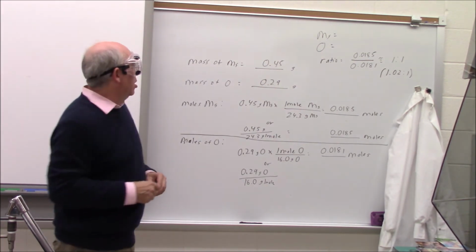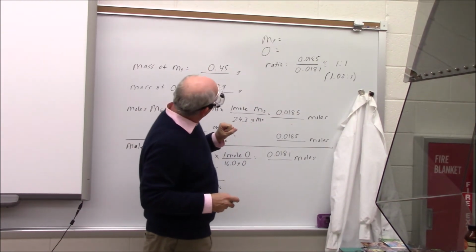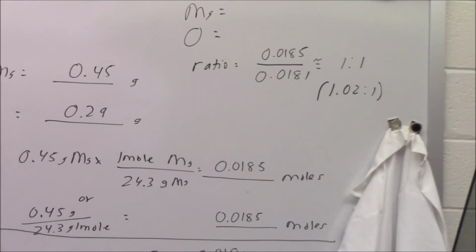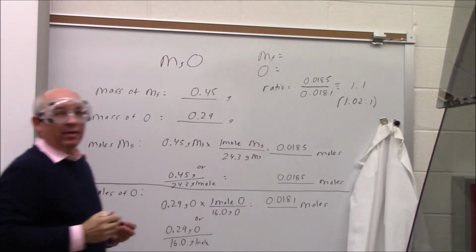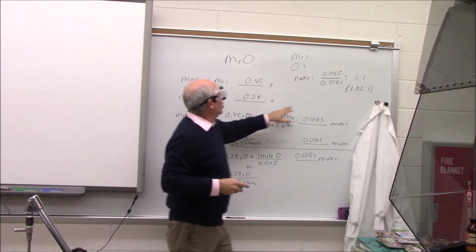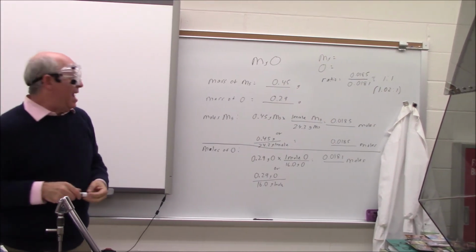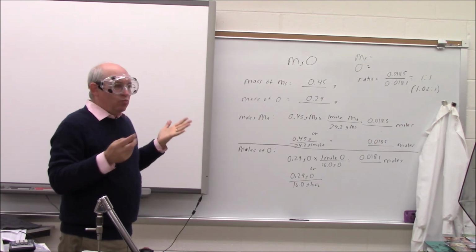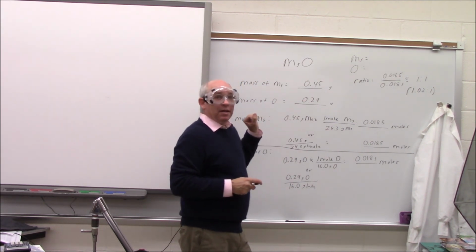So the ratio of those two, 0.0185 divided by 0.0181, is almost exactly 1 to 1. And if you look at the formula of magnesium oxide, it is MgO. If the formula had been a 2 to 1 ratio, we would have seen that in the final ratio. So now you're going to get your own data and work through similar calculations, and make sure when you do it, pay attention to units, use your sig fig rules, and you should be good.